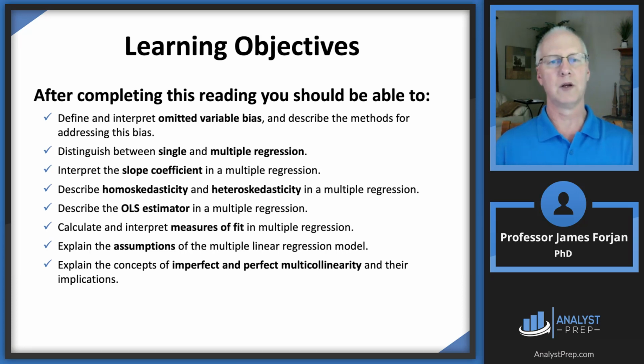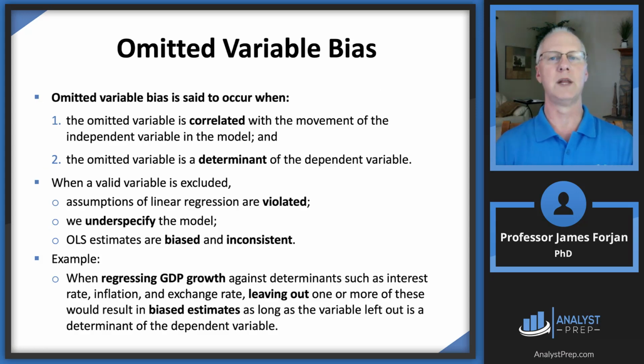We're going to start by looking at some omitted variable bias. We're going to distinguish between single and multiple regression, which I just did a little bit there. We're going to do slope coefficients, which we did in the previous chapter, talk about homo and heteroskedasticity, describe the ordinary least squares estimators, and talk about measures of fit, talk about the assumptions, and then we need to worry about multicollinearity, which is something that we could ignore back in a single regression equation. So let's get right to the omitted variable bias.